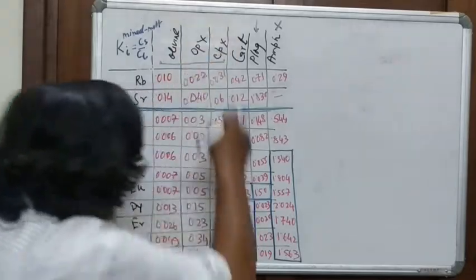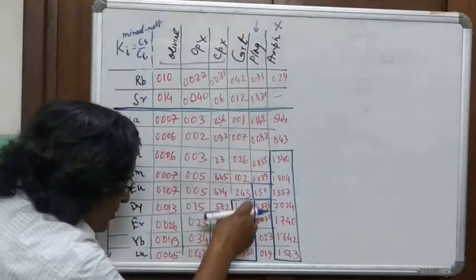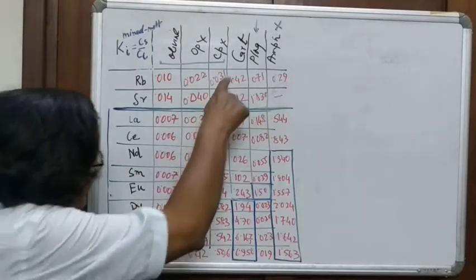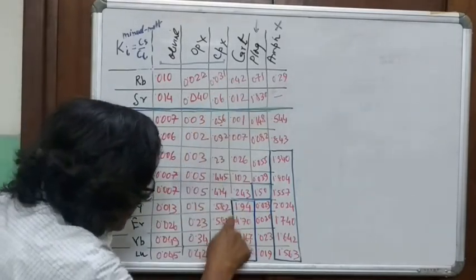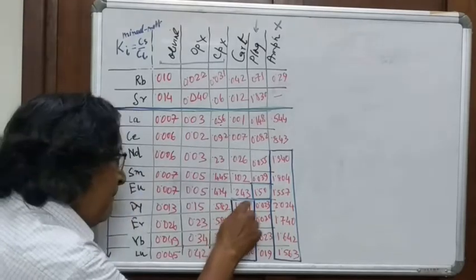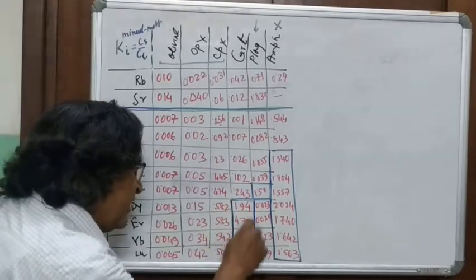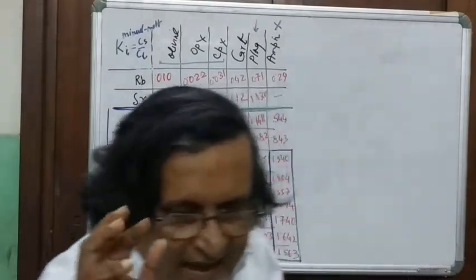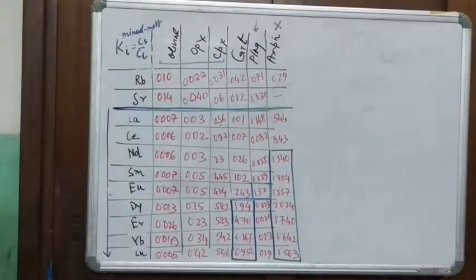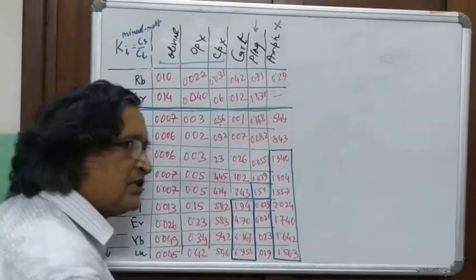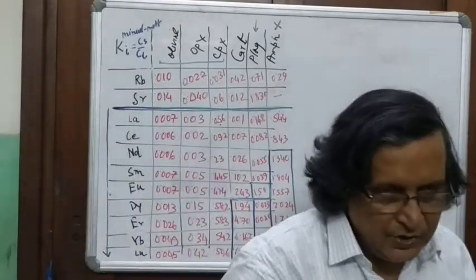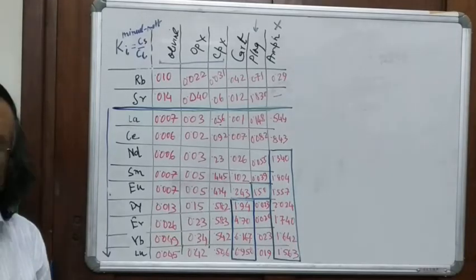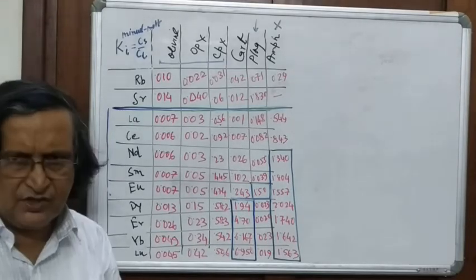And if you have garnet, garnet has some higher values, but these greater than 1 values are restricted to the heavy rare earth elements. Light rare earth elements are still lower than 1. Okay? I think we will stop here. We will continue with the discussion in the next lecture.